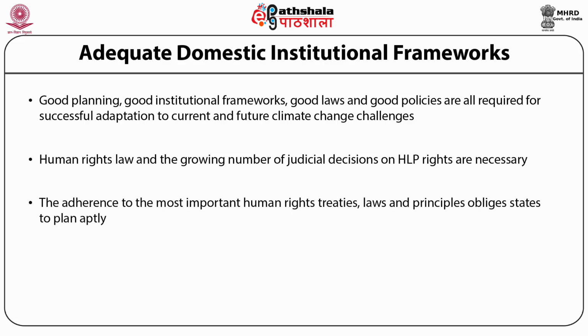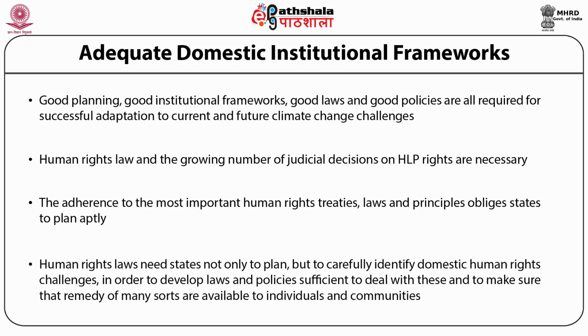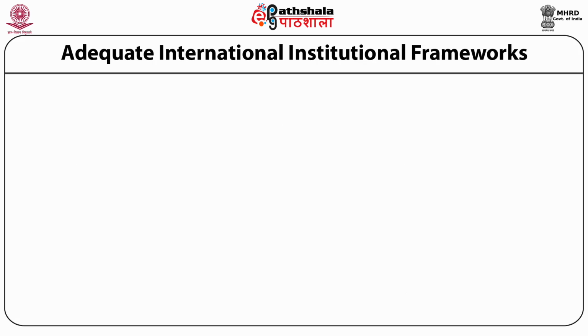Adherence to the most important human rights treaties, laws, and principles obliges states to plan aptly. Human rights laws need states not only to plan but to carefully identify domestic human rights challenges in order to develop laws and policies sufficient to deal with these, and to make sure that remedies of many sorts are available to individuals and communities. Adequate international institutional frameworks.